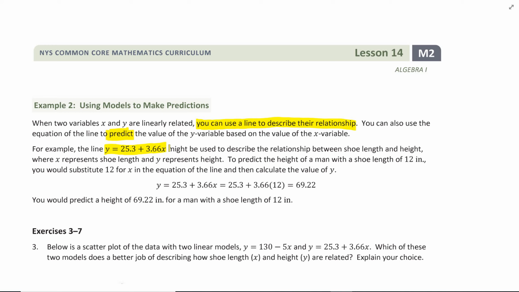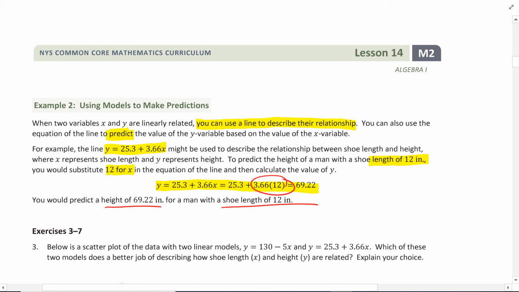So it says to predict the height of a man with a shoe length of 12, you would substitute 12 for x. Remember in this problem, x is shoe length, y is going to be height. So if they give us a shoe length of 12 and x is shoe length, all you have to do is, well, plug 12 in for x, like they do right here, and then do 25.3 plus 3.66 times 12, and that equals 69.22. So what they're saying is, if a man has a shoe length of 12, that means they should have a height of 69.22.